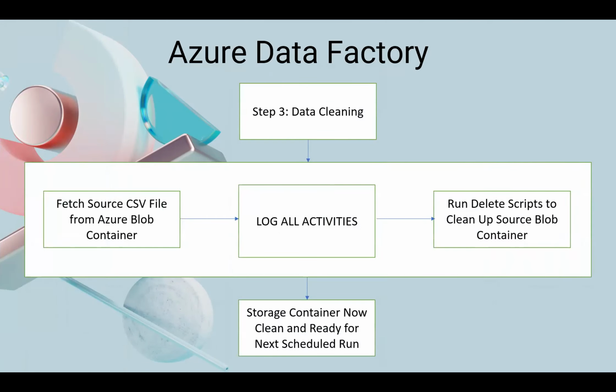Next, yeah. Now that we have our data in the destination, our next step is to clean the data that is generated at the source. We fetch all the CSVs and JSONs from the container, and we run delete scripts to remove this data because we need new data with each pipeline run. We also made sure that all activities are logged so that in case we come across any errors, we can pinpoint exactly where the operation errored out.